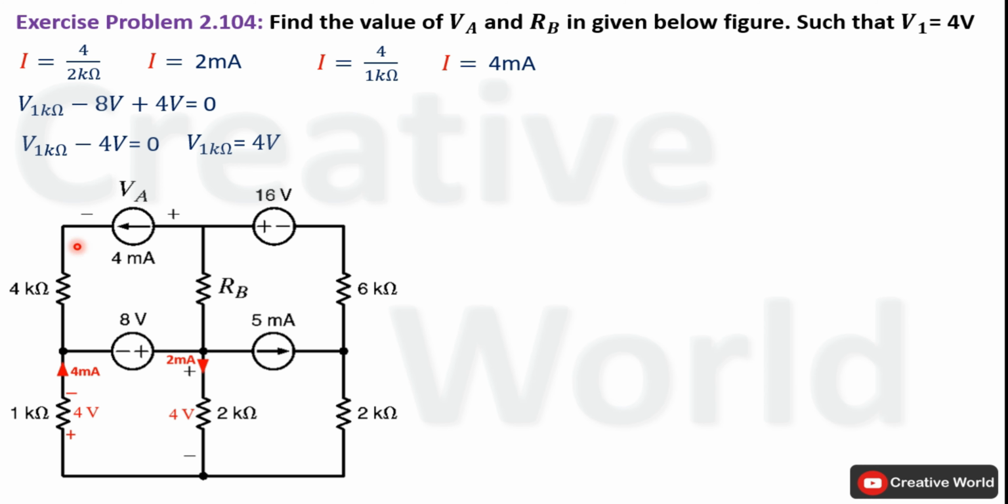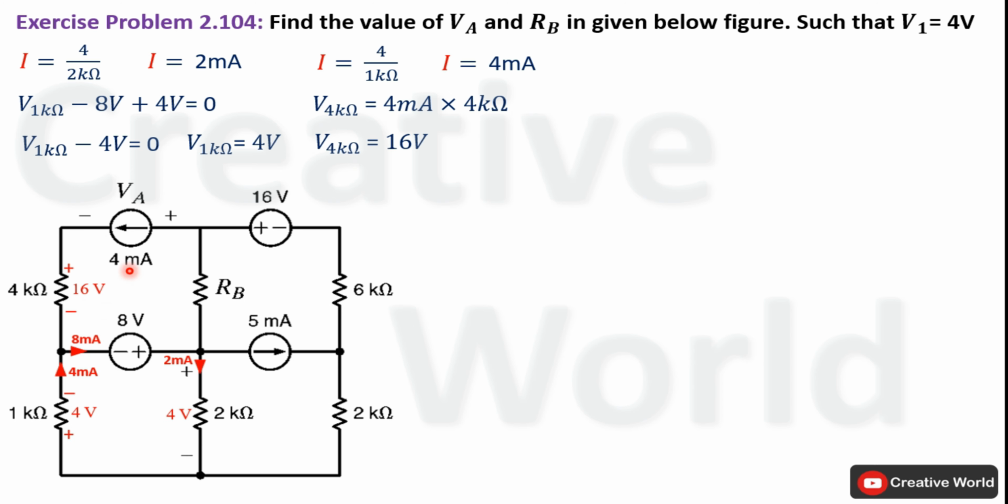Now current through this branch is known, that is 4 milliampere, so we can calculate voltage across this 4 kilo ohm, that will be the product of 4 milliampere and 4 kilo ohm. So the value of voltage will be 16 volt and polarity notation of this voltage will be positive terminal here and negative terminal here. Now this 4 milliampere current and this 4 milliampere current both are entering on this node.